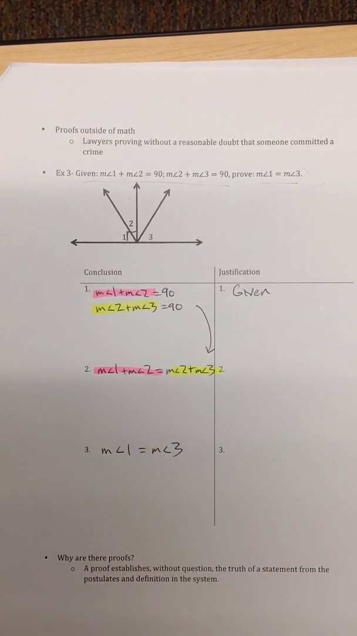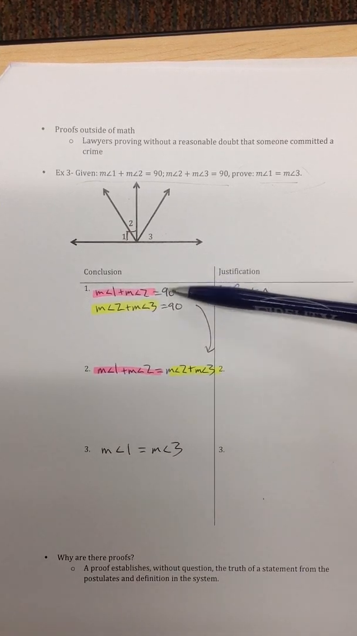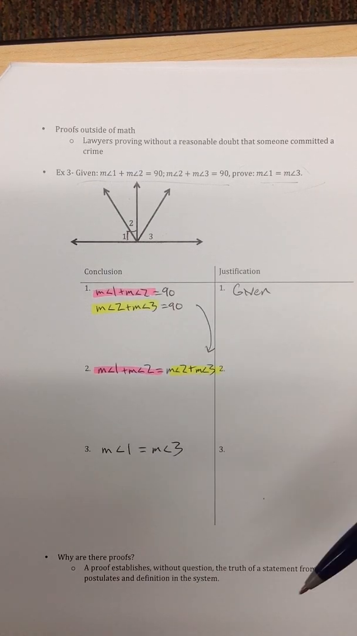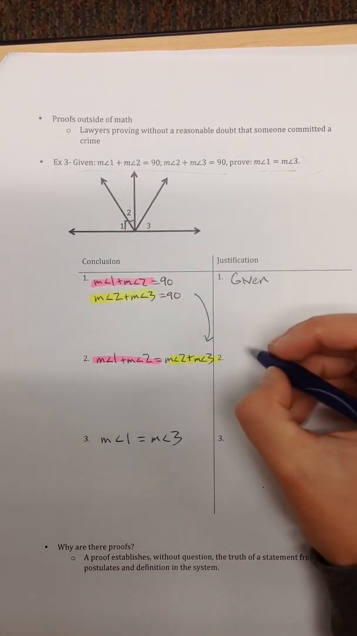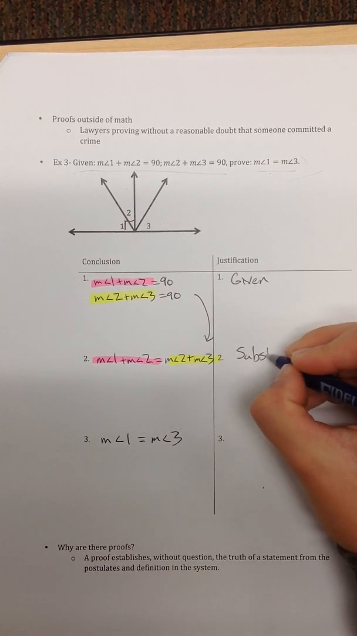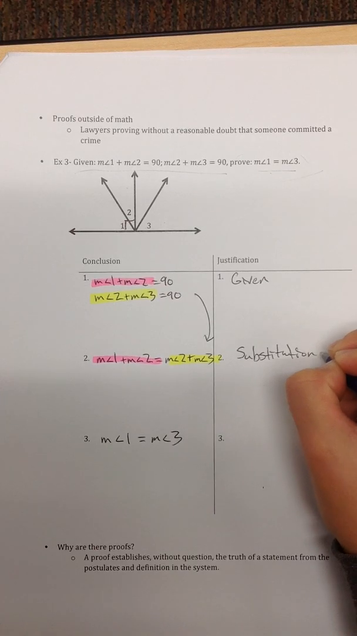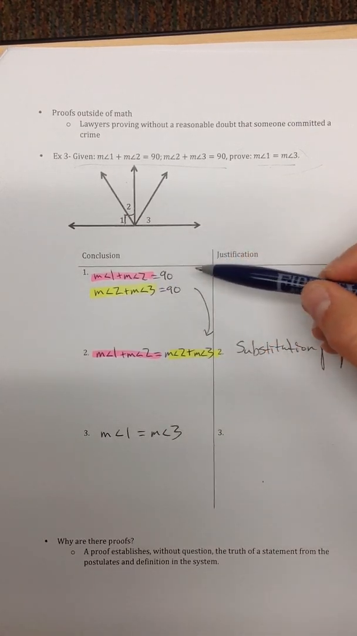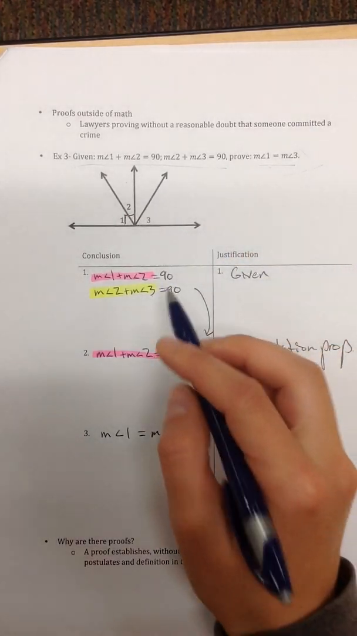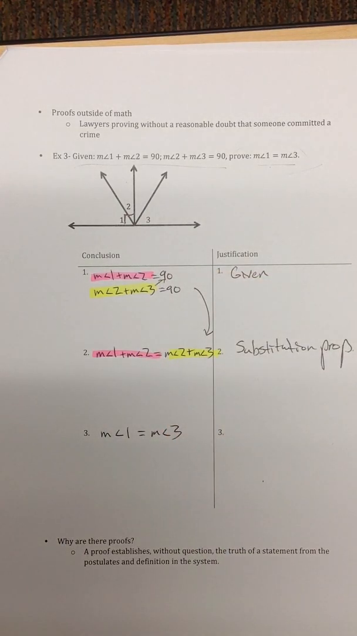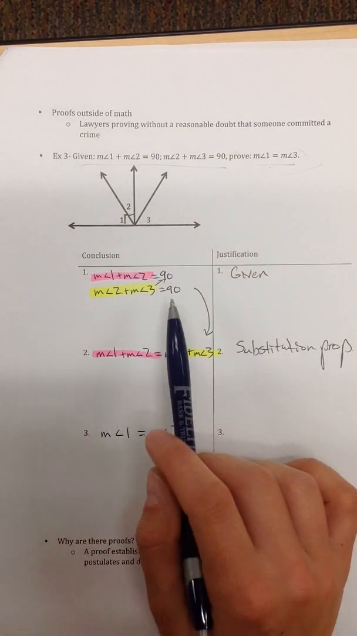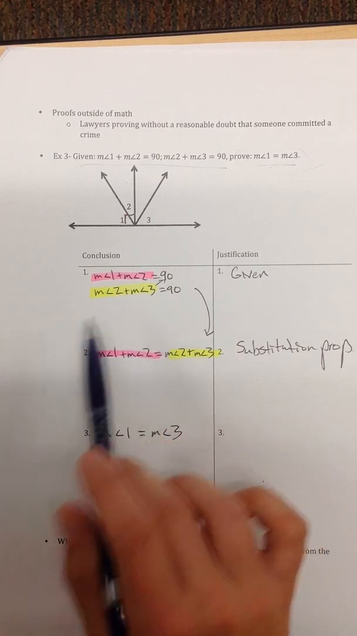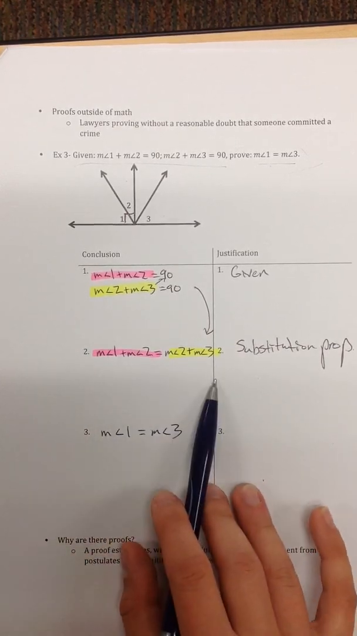So basically what they're doing there is they're saying since both of those two equal 90, then they have to equal each other. Okay, so this is the substitution property. So we'll put substitution property here. And the substitution property is basically when we replace something. So we knew both of those were equaling 90, so we replaced the 90 with the other group of angles. So we took one group of angles equals 90, and since this one equals 90, we can replace the 90 with that other set of angles. Okay, that's how we get to this here.